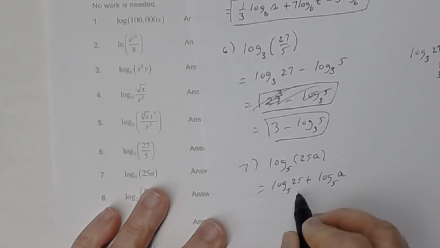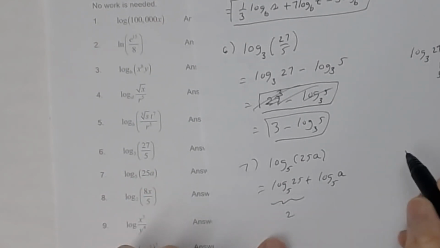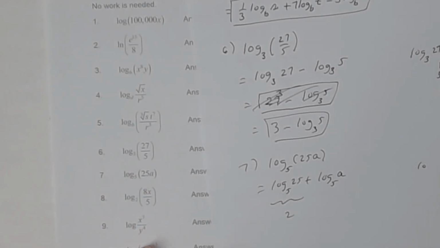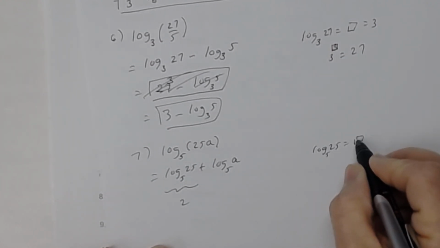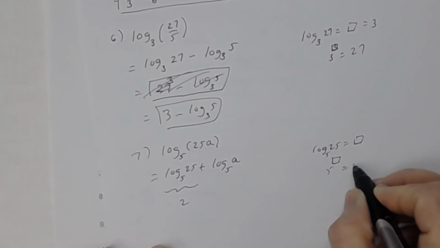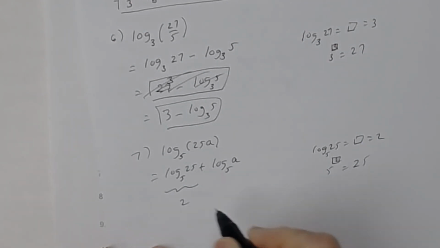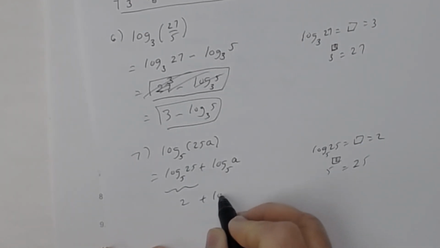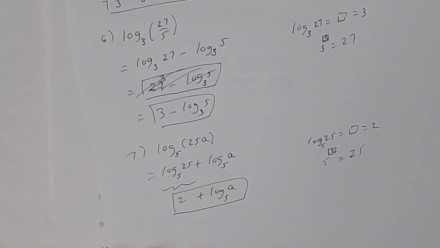And at that point, just like we did in number 6, hopefully you recognize that the log of 25 base 5 is 2. Hopefully you saw that, because if you think about it, you have the log of 25 base 5. So 5 to what power is 25, right? Well, the answer is 2. 5 squared is 25. So you get 2 plus the log of a base 5. And there's your answer for number 7.